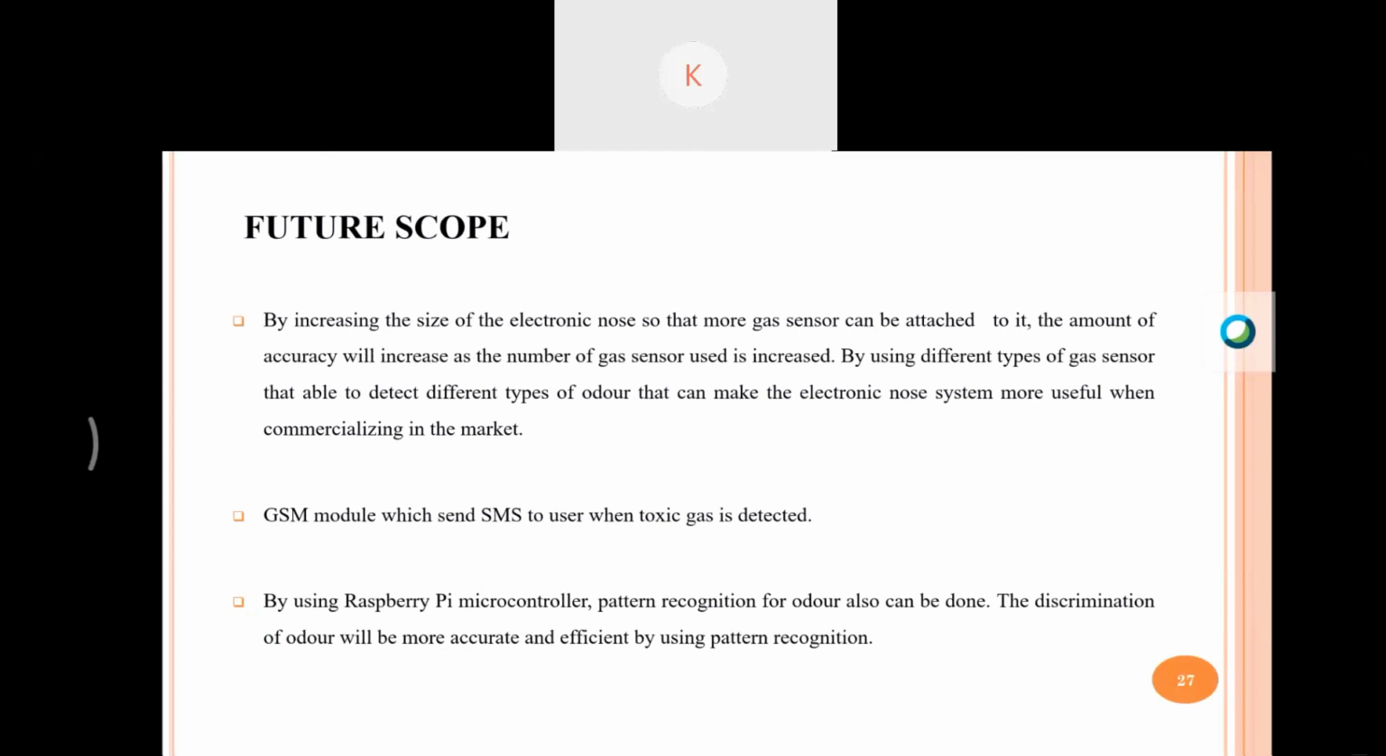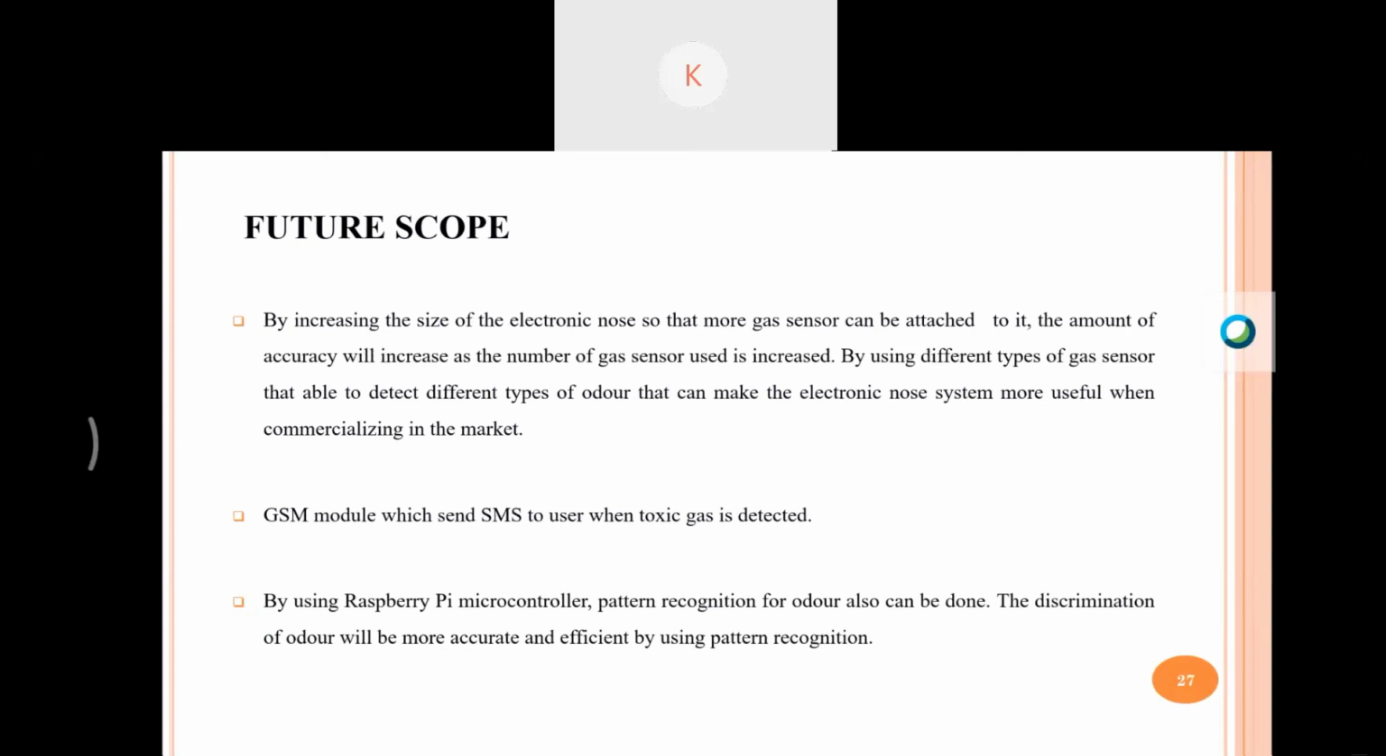By using a Raspberry Pi microcontroller, pattern recognition for odor can also be done. The discrimination of odor will be more accurate and efficient by using pattern recognition. Pattern recognition is a type of DNA fingerprinting. Moreover, it is directly related to the biological system or DNA fingerprint system. In pattern recognition, we can know the different types of behavior of the gas, how toxic the gas is, and what the nature of its chemical is.